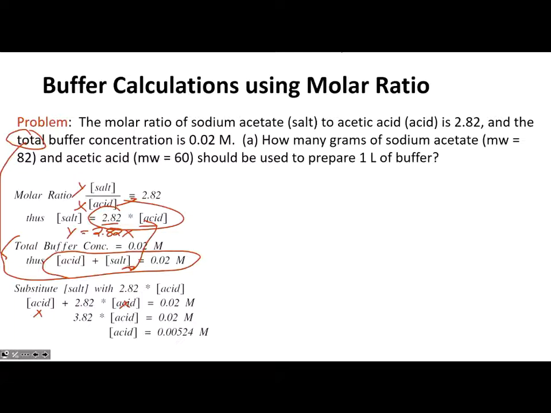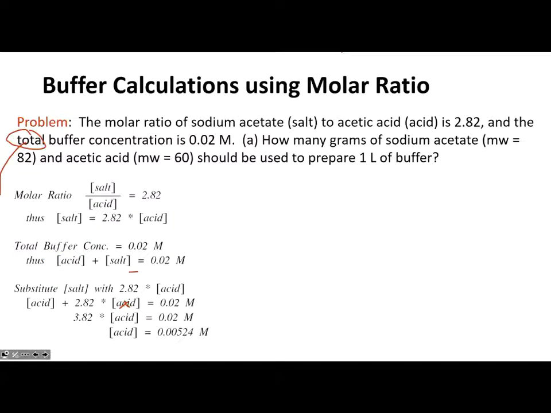If I divide each side by 3.82, then I can tell you the acid concentration is equal to 0.00524 molar. Kind of algebraically, would you agree? Just think of it, though, if you can kind of set it up. All right, so is everyone okay up to here?